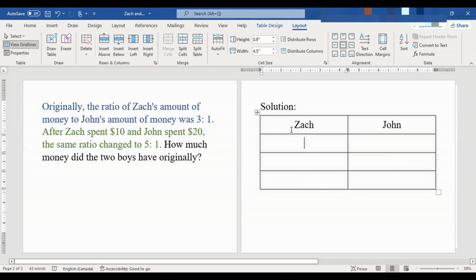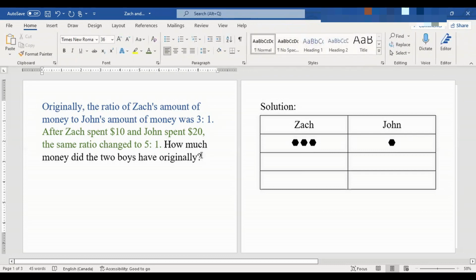Anyway, so for the first representation, we're going to use the blue sentence to figure it out. The blue sentence says, originally, the ratio of Zach's amount of money to John's amount of money was 3-1. So to represent that, we're going to give Zach 3 hexagons, and John 1. And just like that, we have represented the blue sentence. We can see the ratio is 3-1.